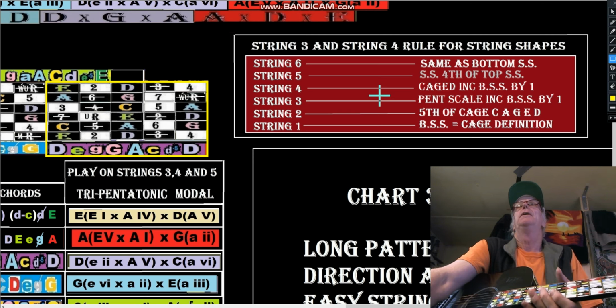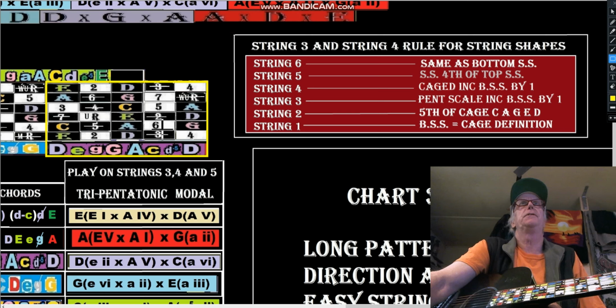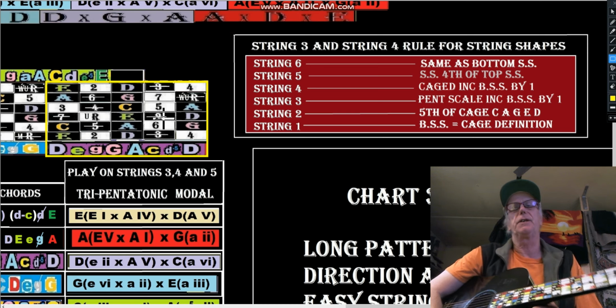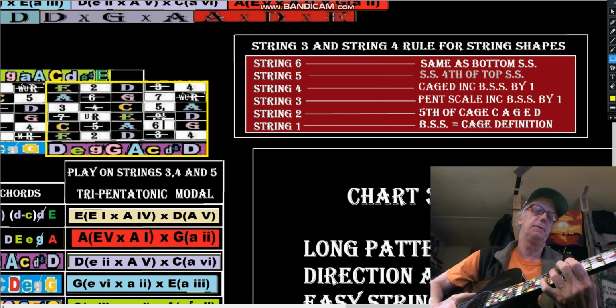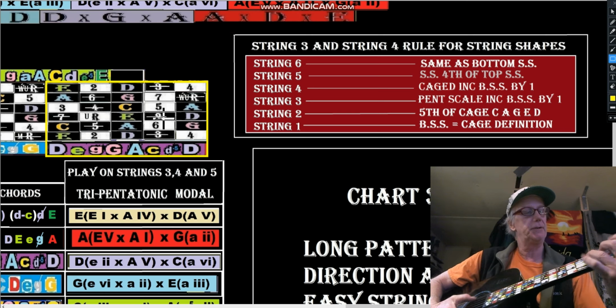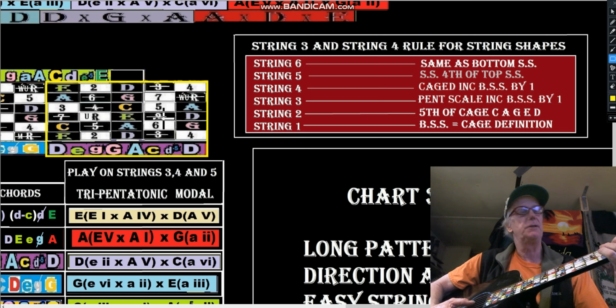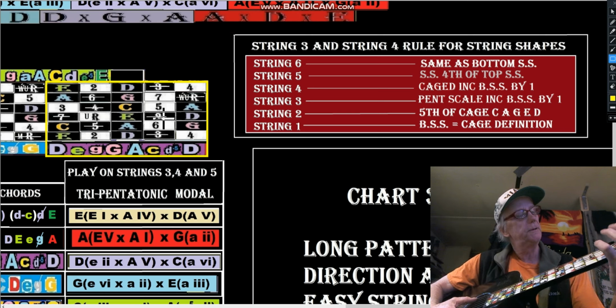So we talk about string 2 is going to be the 5th of CAGED, the 5th of that string shape, which is the bass string shape. So here with the D, the 5th of D is A, the 5 string shape. Now, string 3, here's where it gets interesting. It's going to be the pentatonic scale increase of the bass string shape by 1. So if we're in the bottom here, it would be D down here on my guitar. String 3 is going to be the pentatonic scale increase, which is going to be the C string shape.